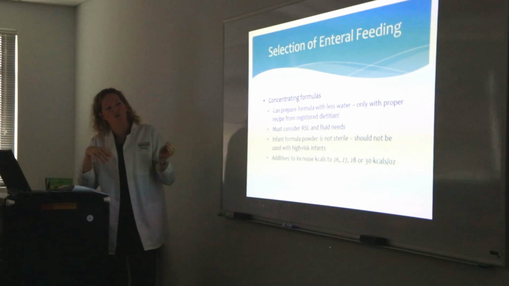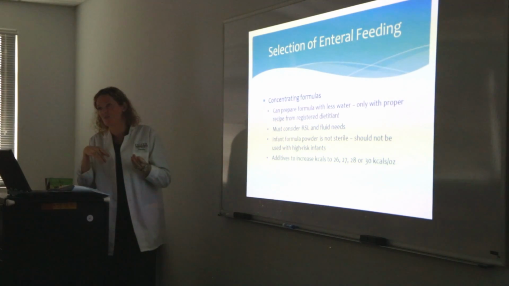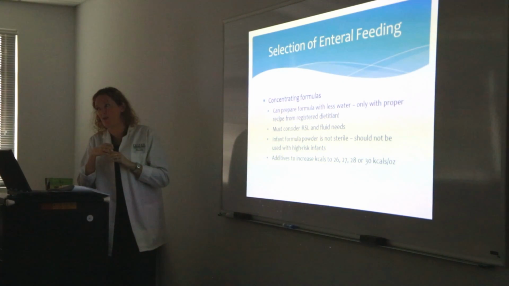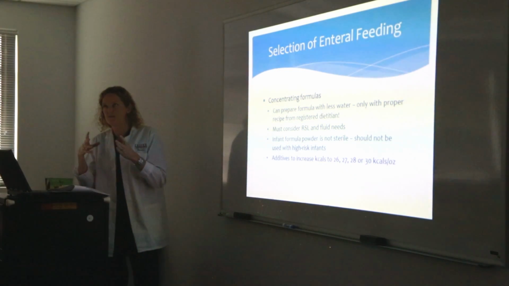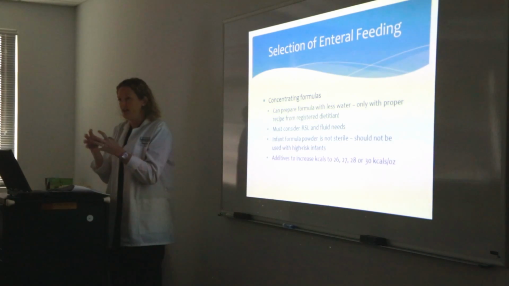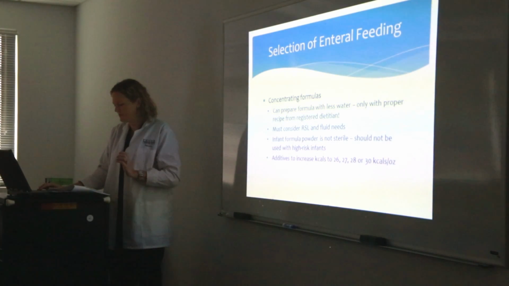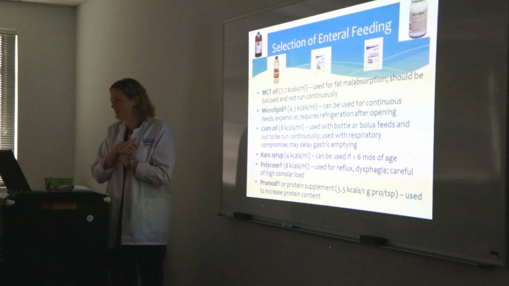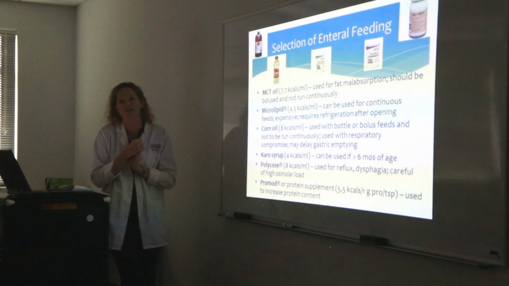Infant formula powder is actually not sterile, so we don't usually use that with this population if at all possible. So we're going to use the concentrate or the ready to feed. And there are a lot of different additives to increase calories in formula. So standard formula is 20 calorie, preemie formula comes 24 calorie, but we can actually make it even higher. If they're only tolerating a certain amount, we can bump up those calories. So these are some of the different additives that can increase total calories in the same volume.